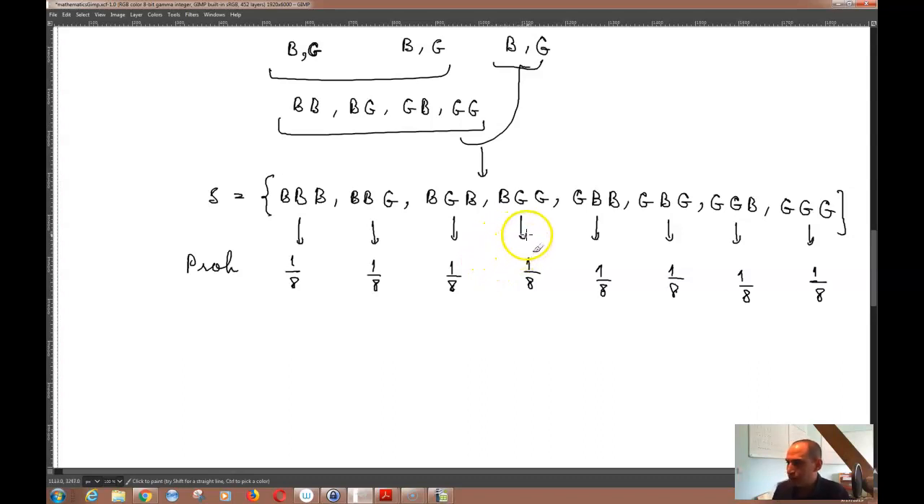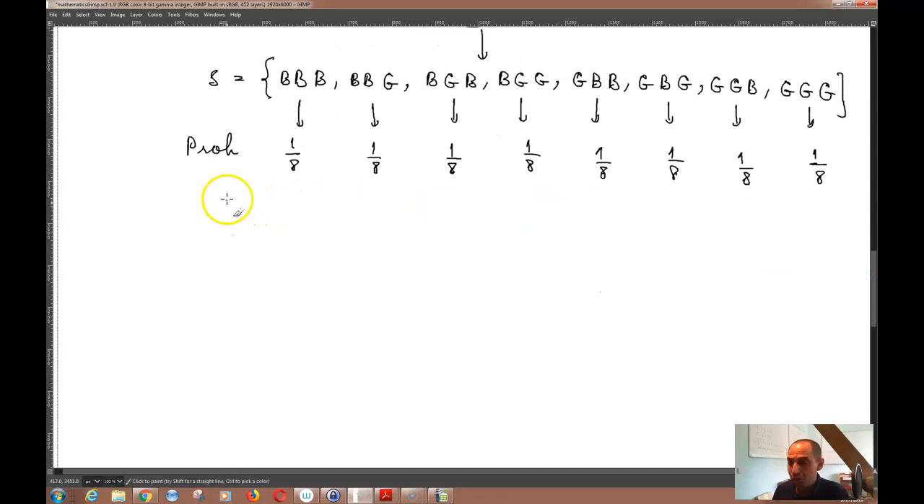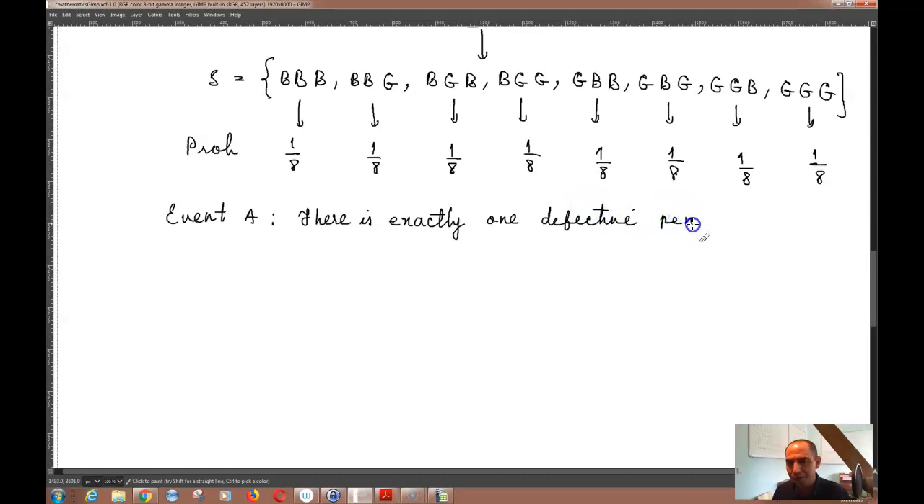Now we have an event A. Let event A be defined as, for example, there is exactly one defective pen, and event B as there are at least 2 defective pens.